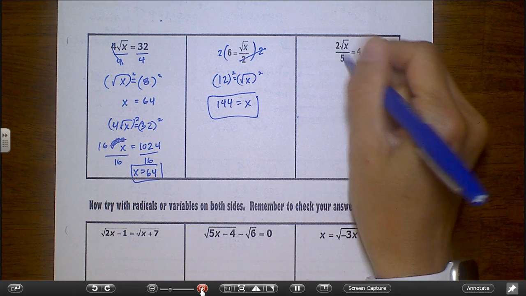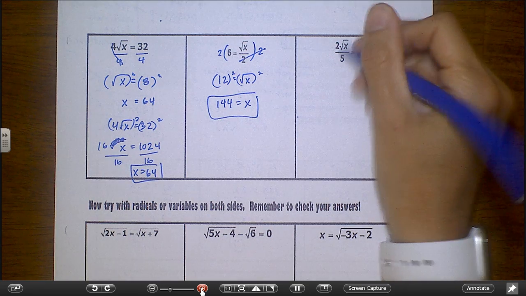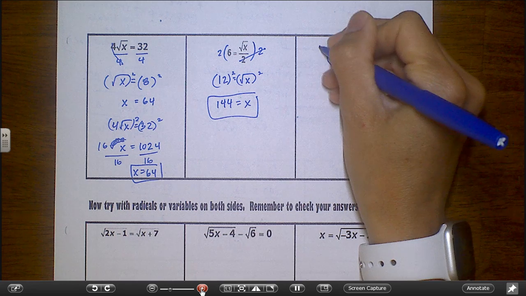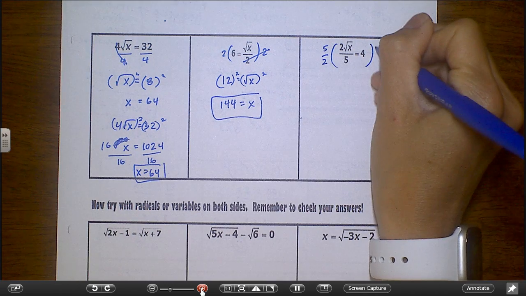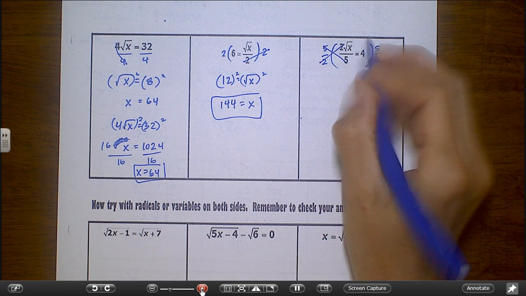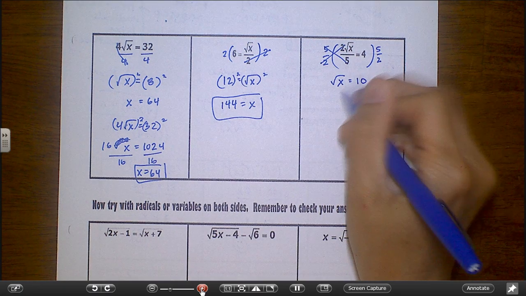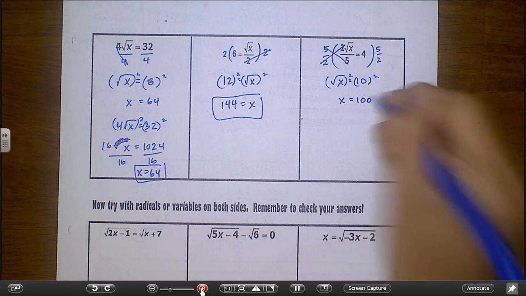Here I have 2/5 times the square root of x equals 4. So I can do one of two things. I'll show you both. I can multiply by the reciprocal, which is 5 over 2. Then make that go away and that go away. And I get the square root of x equals 20 over 2, which is 10. And then I would square both sides, and I would get x equals 100.